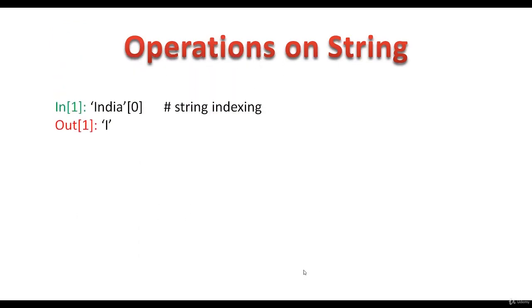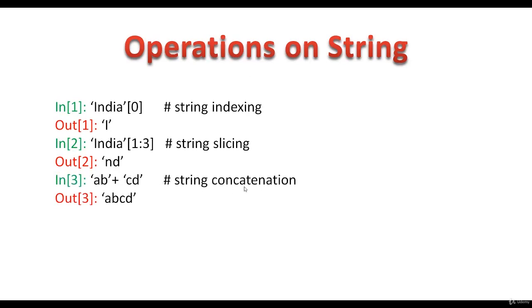Now operations on string. Because strings are sequences, operations like indexing can be done. Like here India is the string, square bracket 0 index gives the character I. Then India slice 1:3. So second character, this is 0, then it is 1, 2. 3 is exclusive, so 1 to 2, ND.